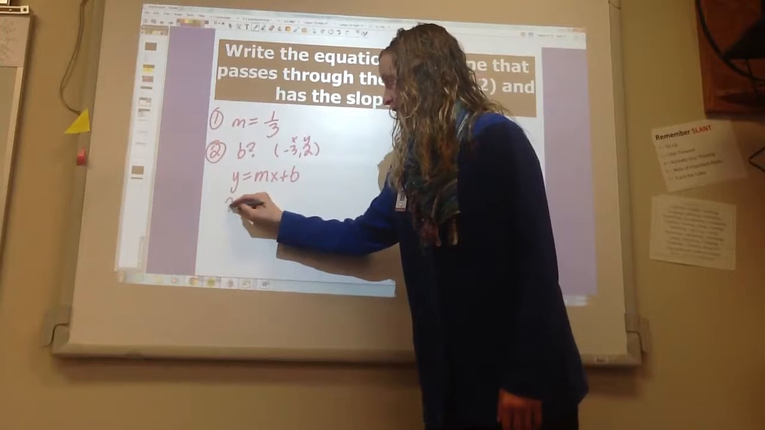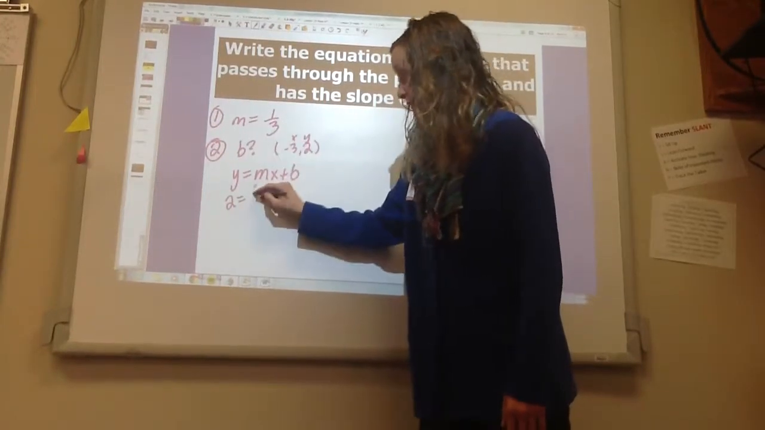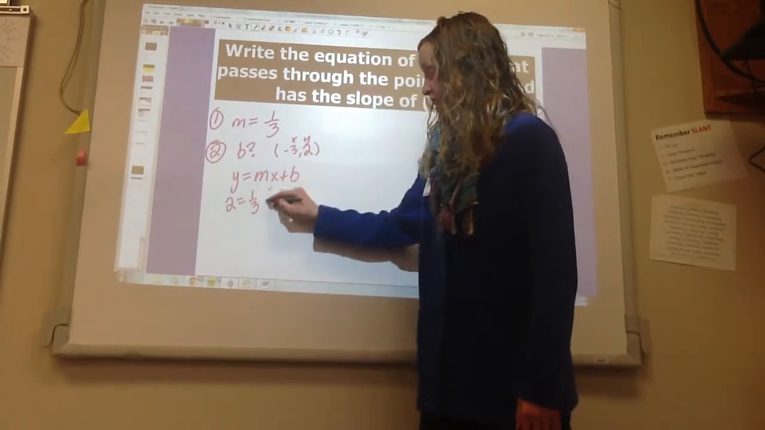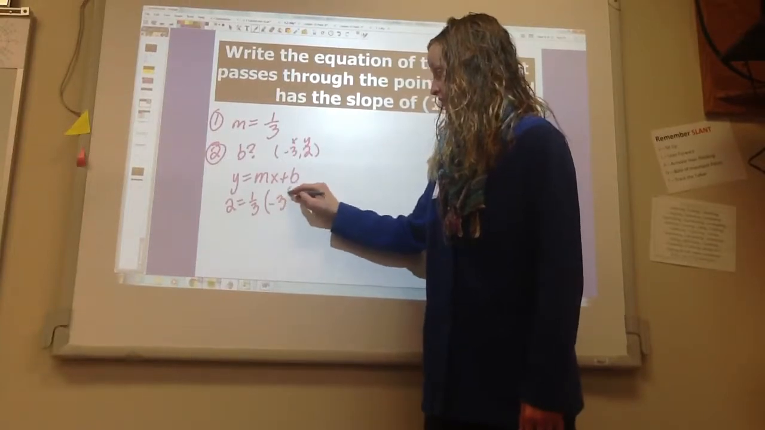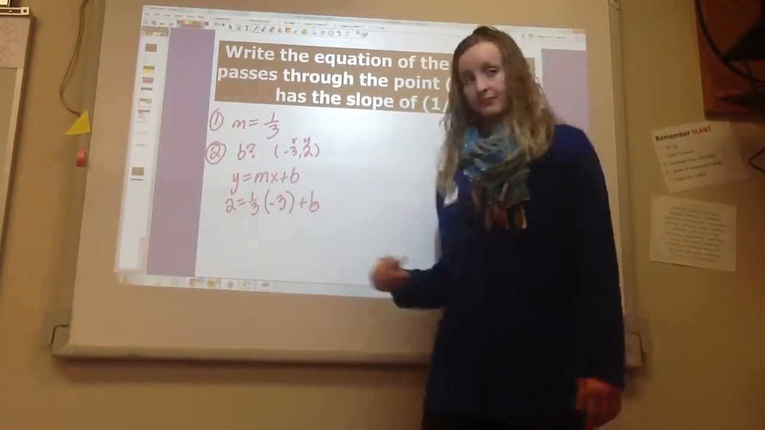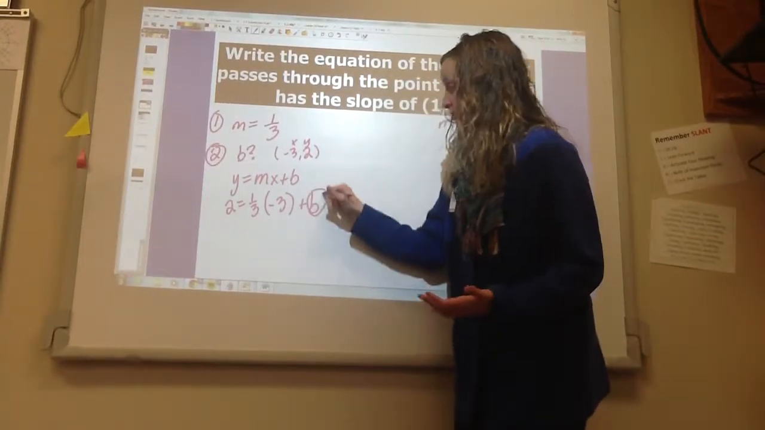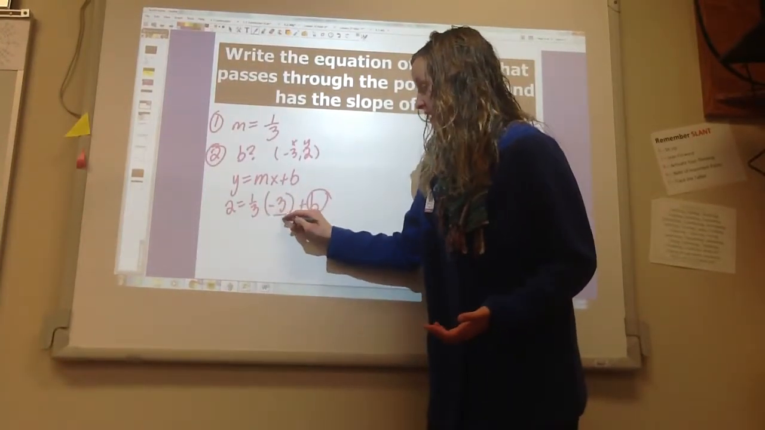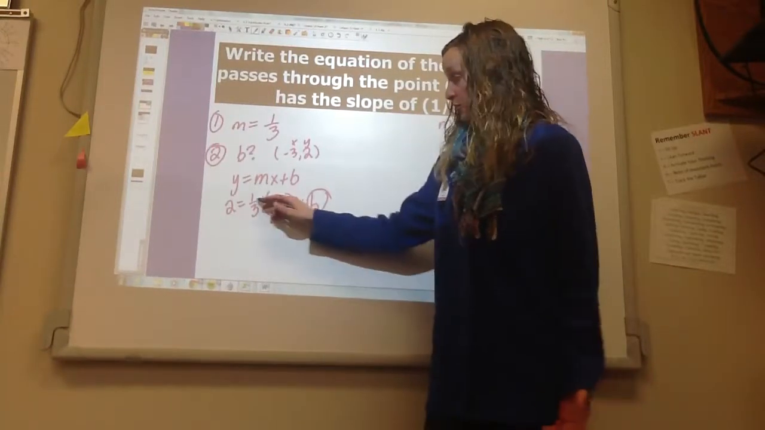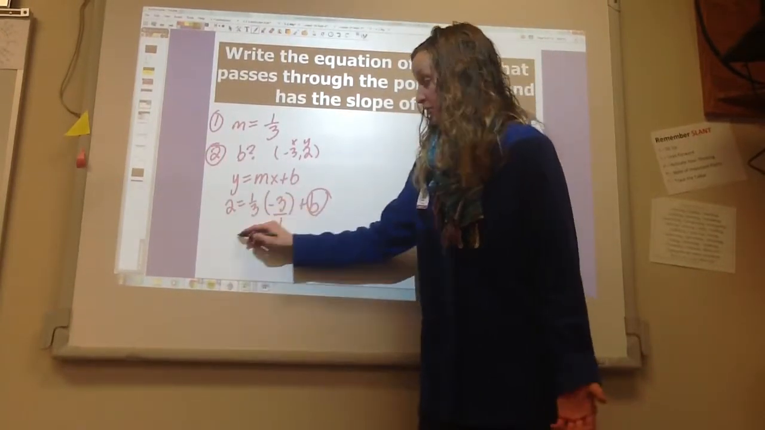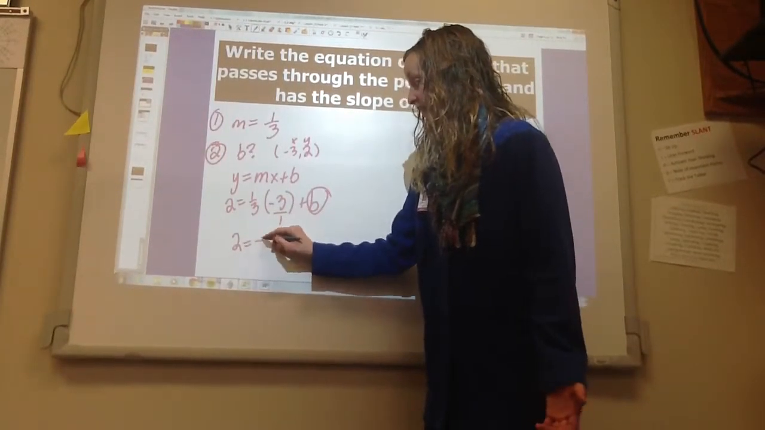So let's plug it in. We have 2 equals our slope, 1/3, times x, which is our -3, plus b. Next, we're just solving for our y-intercept. So, okay, we should simplify. 1/3 times -3, put that over 1. Multiply across, we get -3 divided by 3, which would actually just be -1.